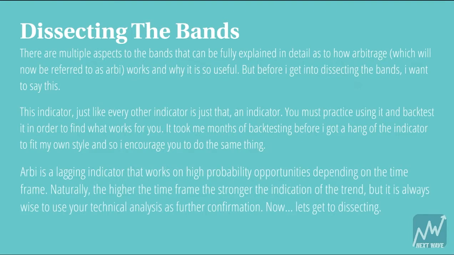Arbi is a lagging indicator that works on high probability opportunities depending on the time frame. Naturally, the higher the time frame, the stronger the indication of the trend, but it is always wise to use your technical analysis as further confirmation. Now, let's get to dissecting.